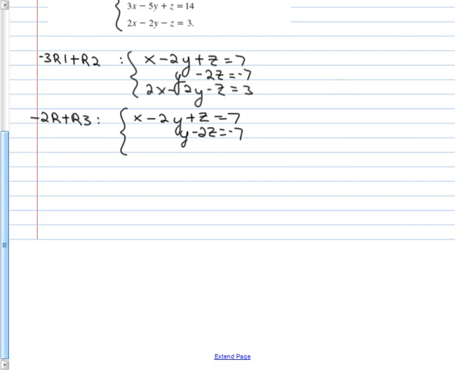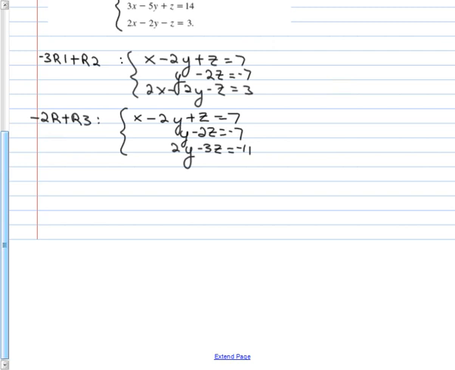I'll multiply this by negative 2, add it to the last one. Negative 2x plus 2x, 0. 4y minus 2y, 2y, multiplied by negative 2. Negative 2z minus 1 more, negative 3z. Negative 14 plus 3, negative 11. Did I do my math all right?